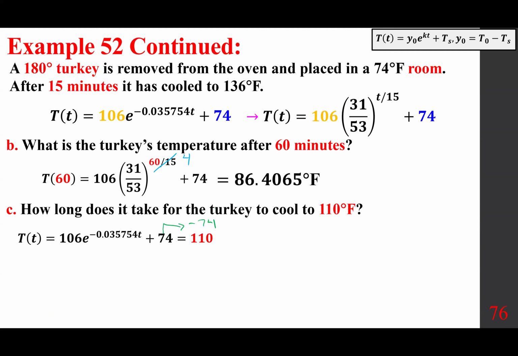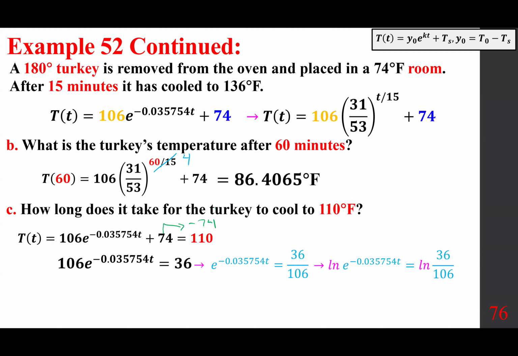And subtract it from 110 to get 36. We're going to divide both sides by 106. Because the left side has e, we take a natural log of both sides. And the left side becomes just its exponent. ln of e to any power is that power, so we get this one.